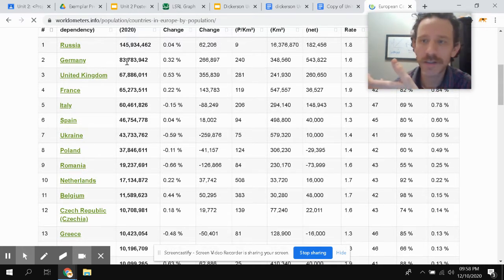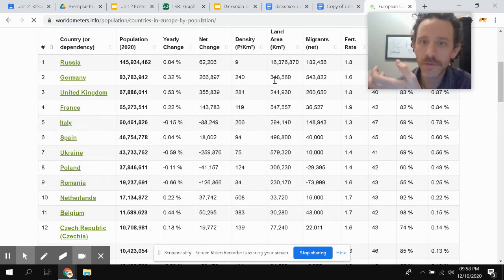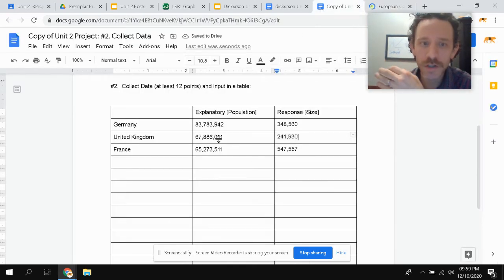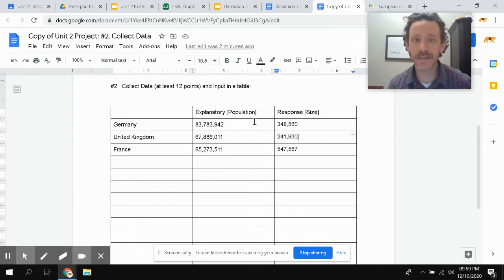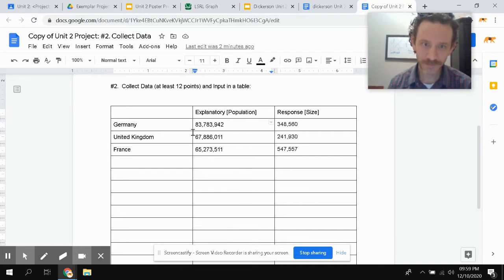All right. So look at the numbers there. Germany is 83 million. The land size is 348,000. So when I take those data and I put them into my chart, and then I go to graph that, I start to see that these data points are kind of tricky to graph. So here's the deal. So let me take Germany to start. All right, here we go.